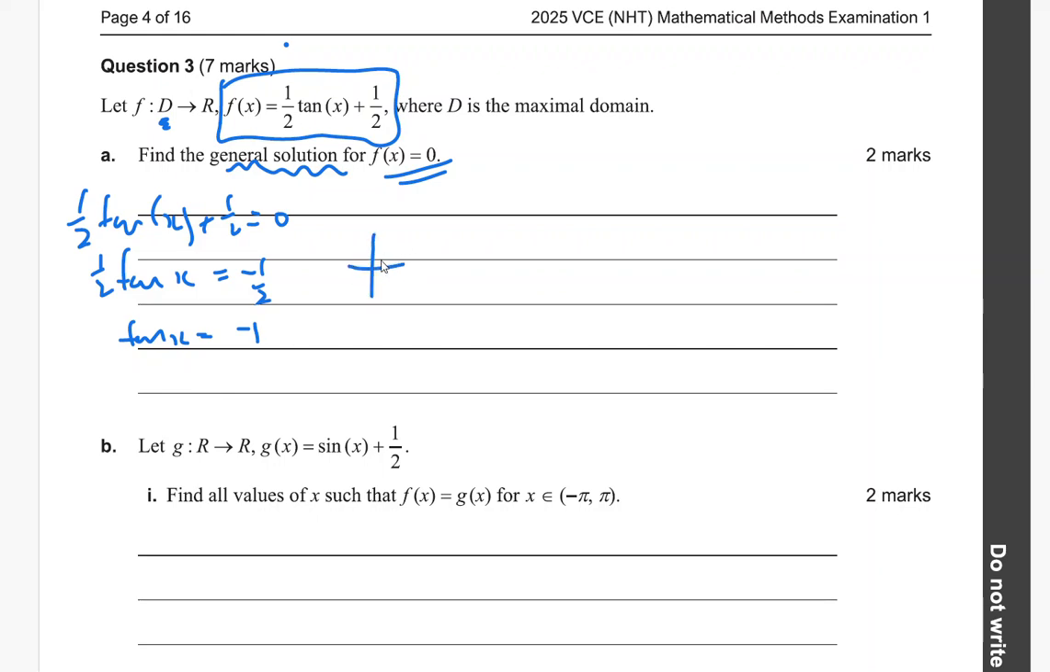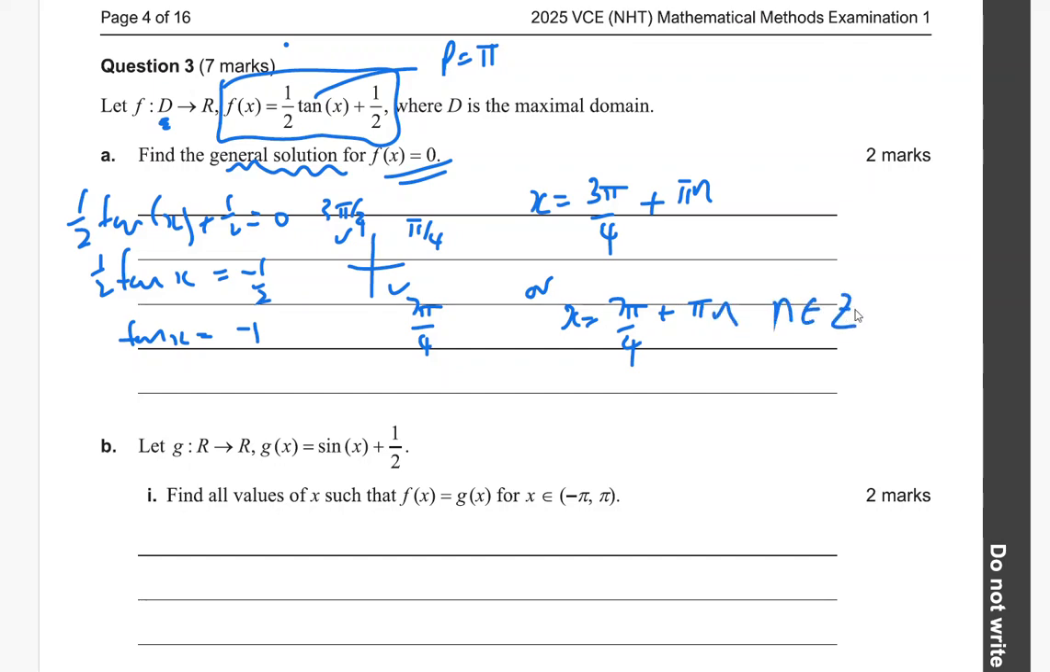Okay, so tan is negative in the second and the fourth quadrant, and in the first quadrant we're looking at pi on 4, so I'm looking at 3 pi on 4 in the second quadrant and 7 pi on 4 in the fourth quadrant, so I can say that x equals 3 pi on 4 or x equals 7 pi on 4. Now it's going to be pi n because the period of tan is pi. That's going to be plus pi n, where n is an element of all integers. You could use k instead of n if you wish.